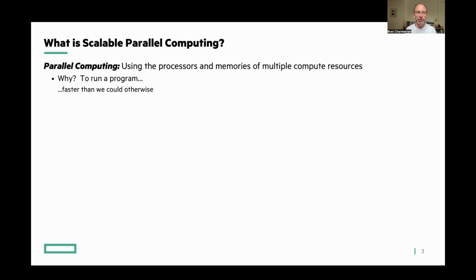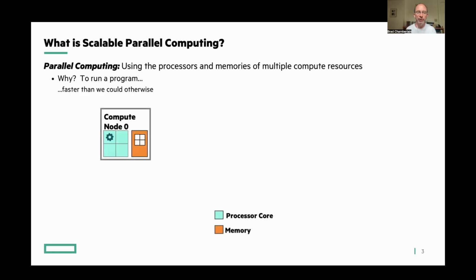Now, why might you do this? The main reason that I think people start doing it is that it allows you to run a program faster than you might be able to otherwise. So for example, this little cartoon is a very simple picture of a computer. It has processor cores, 4 in this case. Maybe this is like a 4-core laptop. And it's got some memory in orange. You can see some data allocated there.